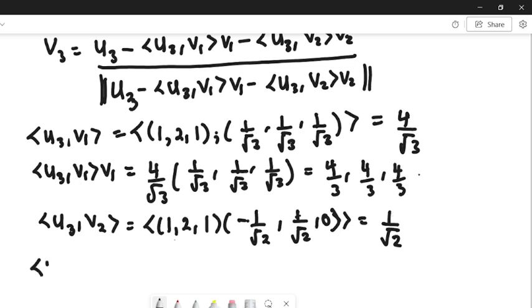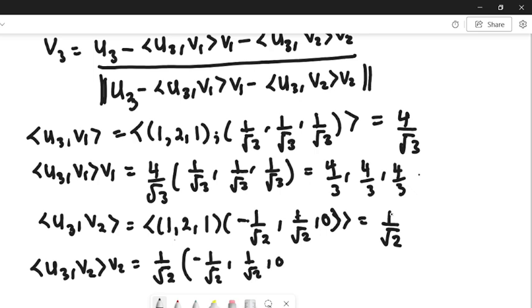And now next we have the inner product of U3 and V2 times V2, where we are multiplying 1 over root 2 into V2, which is (negative 1 over root 2, 1 over root 2, 0). It gives us (negative a half, a half, 0). So now we want to subtract and get this.